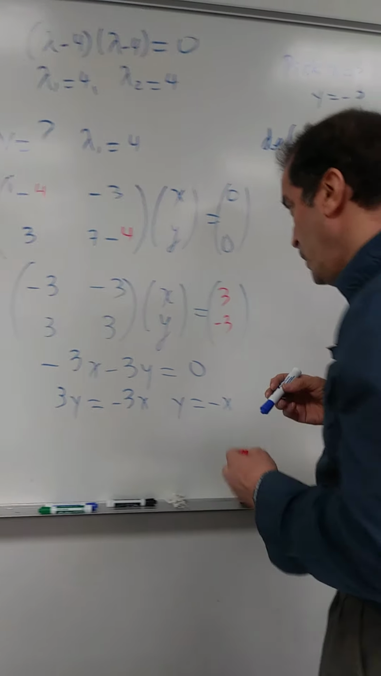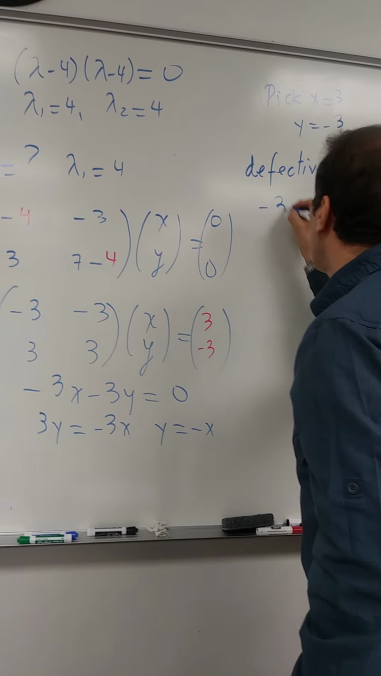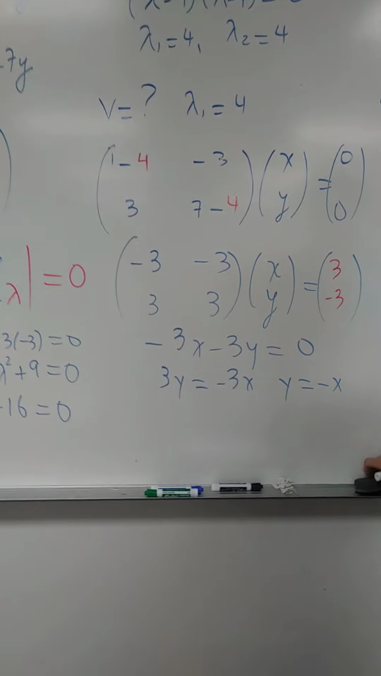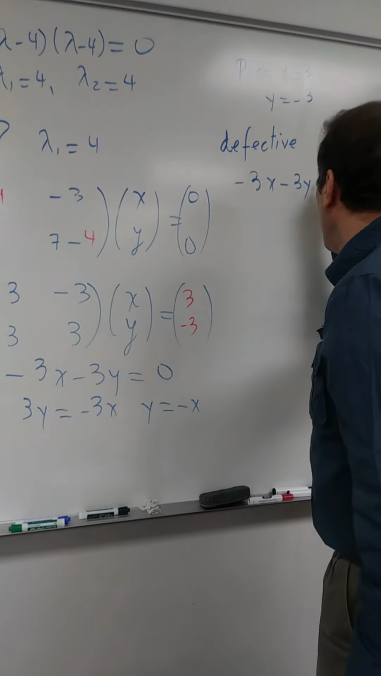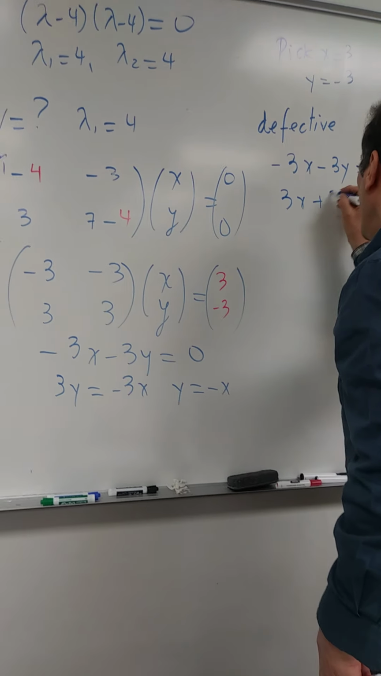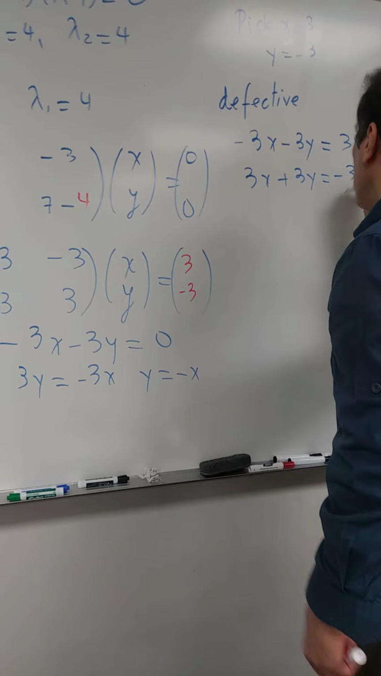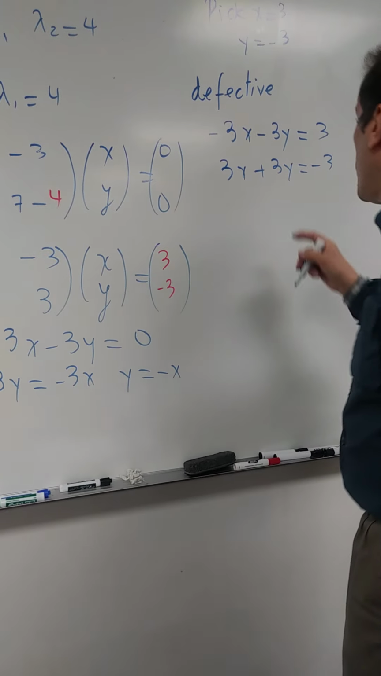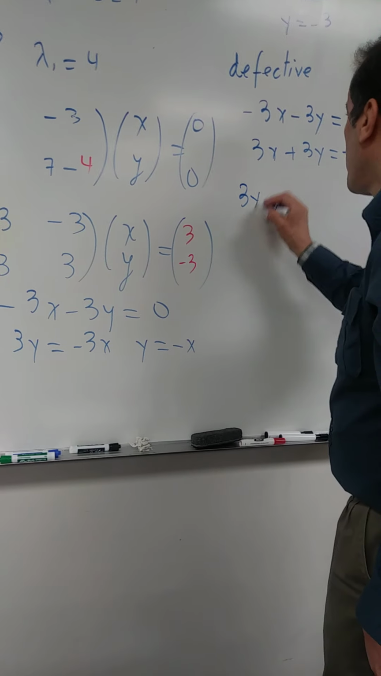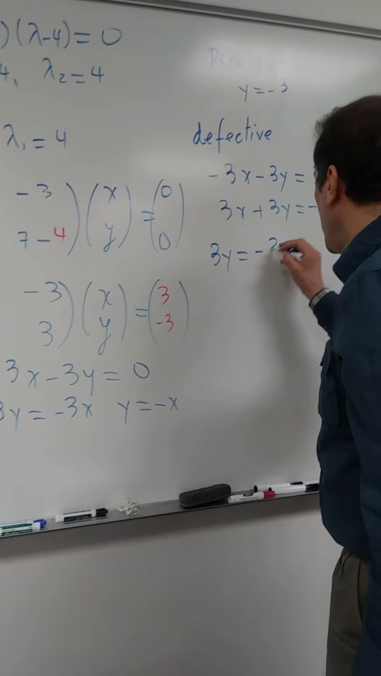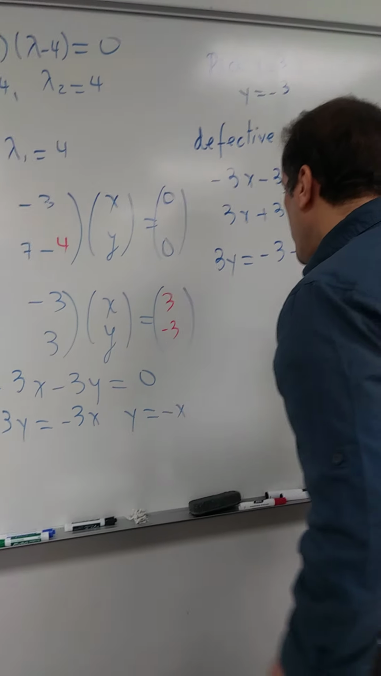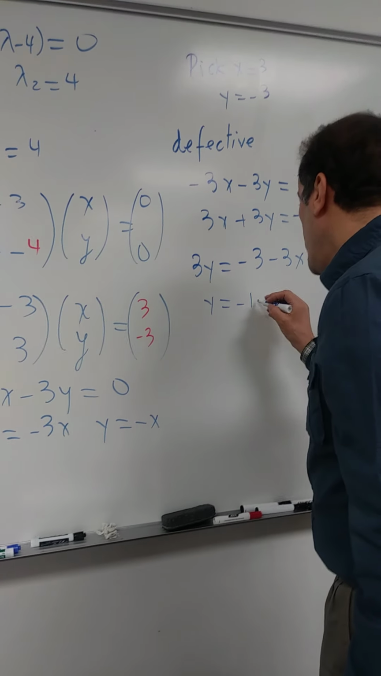So our first equation is minus 3x minus 3y equals 3. Our second equation is 3x plus 3y equals minus 3. Solve either of them. Okay, let us solve the first equation for y. Or the second one. So 3y, I'm doing the second one this time, equals minus 3 minus 3x. Divide both sides by 3, so y equals minus 1 minus x.